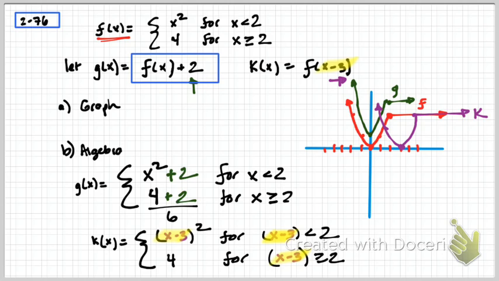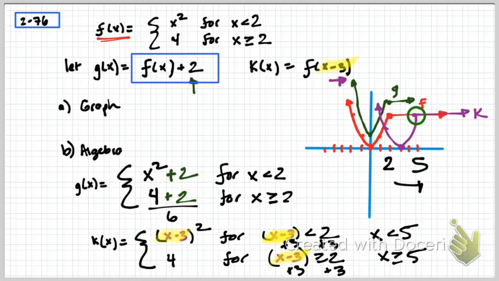No vertical shifts, so that bottom equation doesn't change. So the only thing here is we need to add 3 to each side. Add 3, so then x is less than 5, and x is greater than or equal to 5. And this reflects the transition point here, moving to 5, versus where it was at 2, shifting over 3.